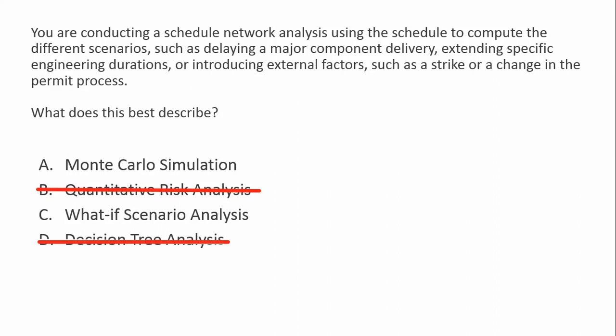Now, to get this question right, you need to know the difference between a Monte Carlo and a what if scenario analysis. So what I'm going to do is very quickly search for these keywords. Delaying a major component. And what happens when I punch that in? It takes me straight to 6.5.2.4. It's a what if scenario analysis. If I change the schedule here, what happens downstream on the project? And that's why the answer is definitely C and not A.